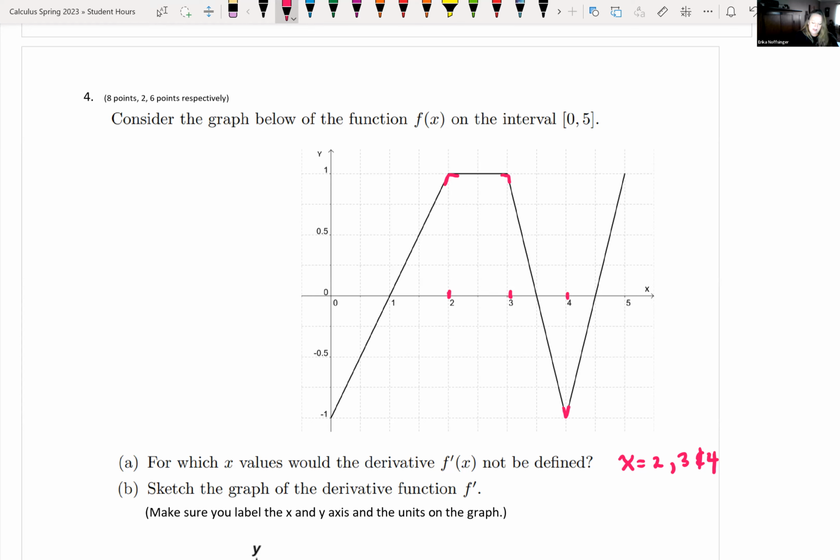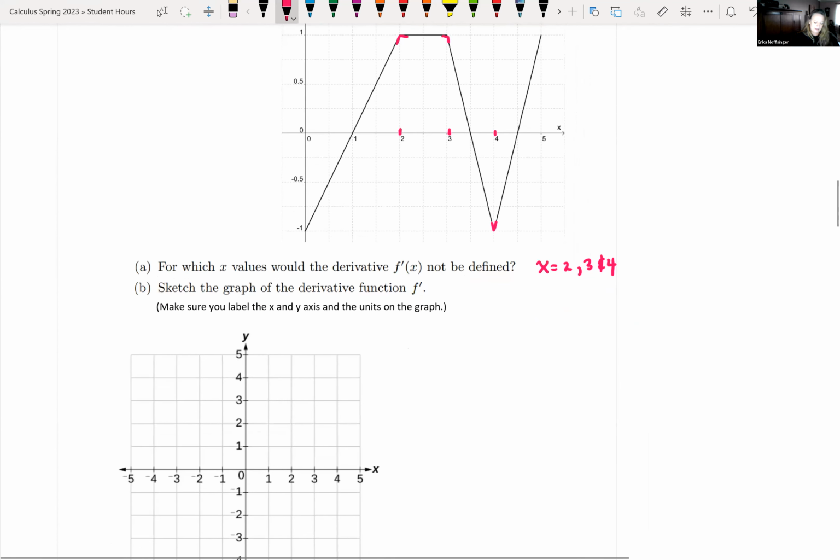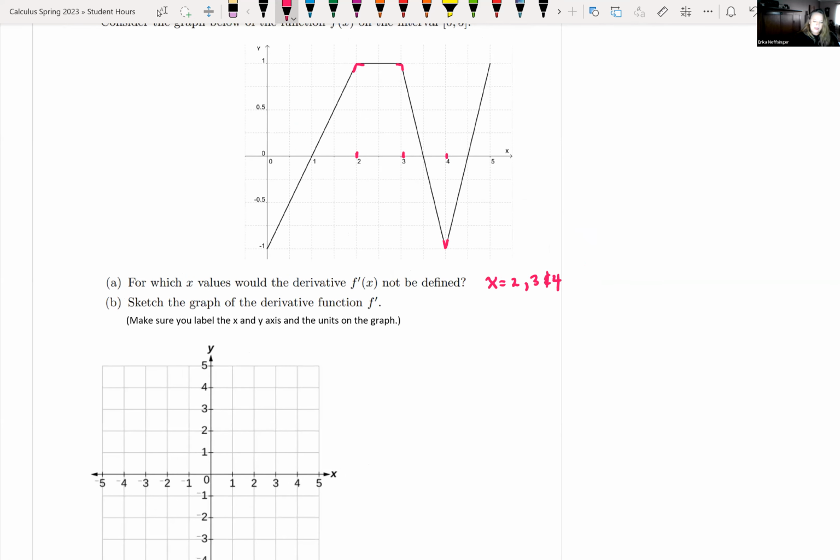Part B, sketch the graph of the derivative function, f prime. Make sure that we label the x and y axis and the unit on the graph. Okay, well, x and y axis is labeled here. So let's look at that first piece of the graph where it's increasing. So notice that it's increasing here from 0 to 2. This is where our graph is going up, left to right. That's a line there, and so it's going to have the same slope in between x equals 0 and 2.